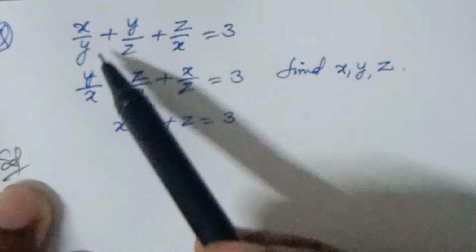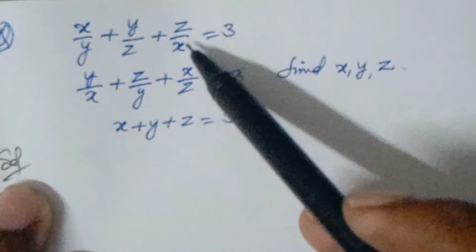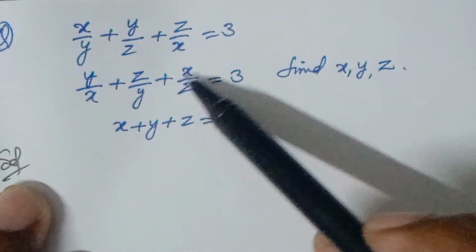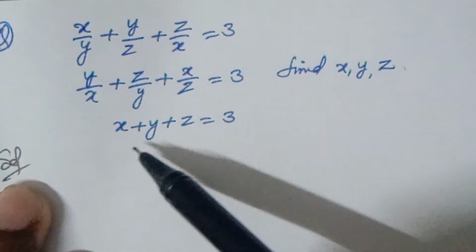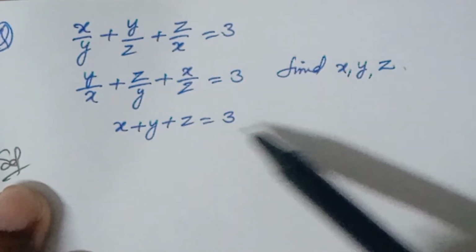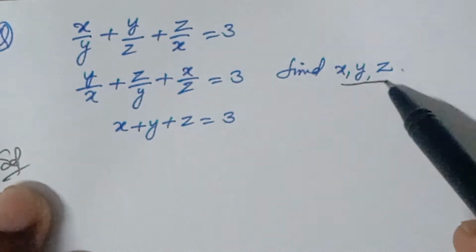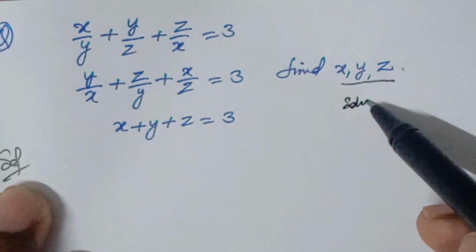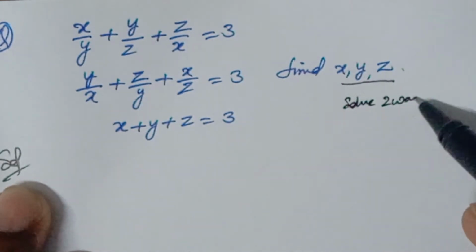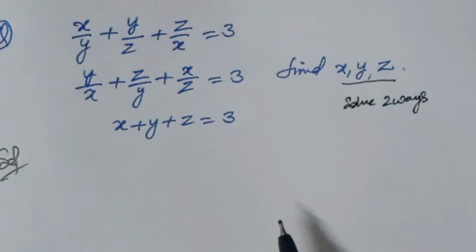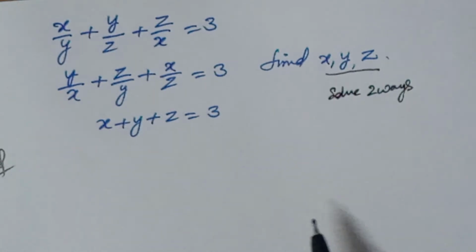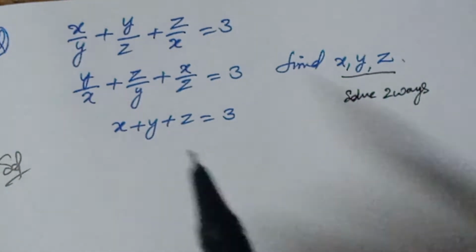So the question is: given x/y + y/z + z/x = 3, y/x + z/y + x/z = 3, and x + y + z = 3, how to find the value of x, y, z? Here we are going to solve this in two ways. The first one is by the algebraic method, and the second one is by using AM and HM, arithmetic mean and harmonic mean.